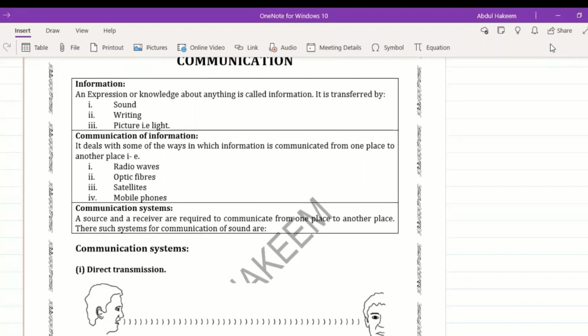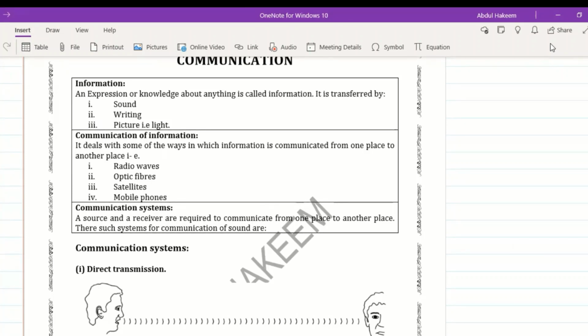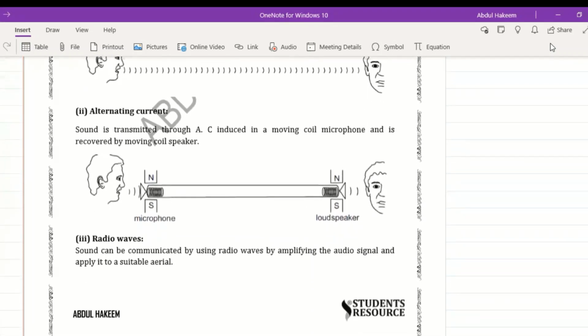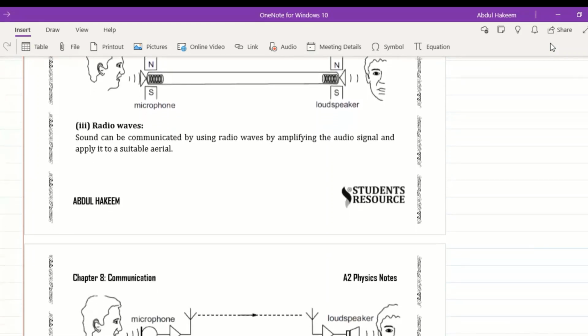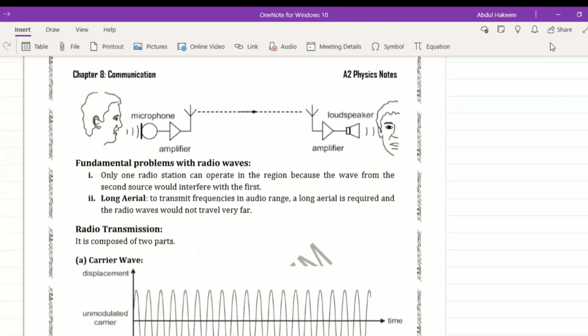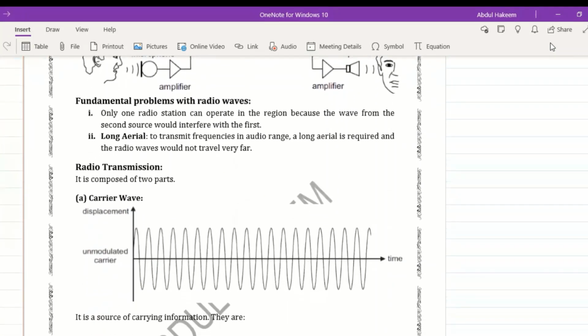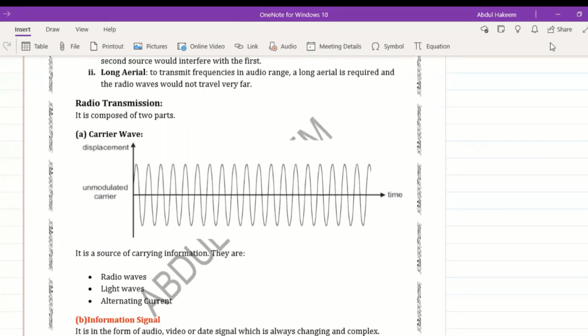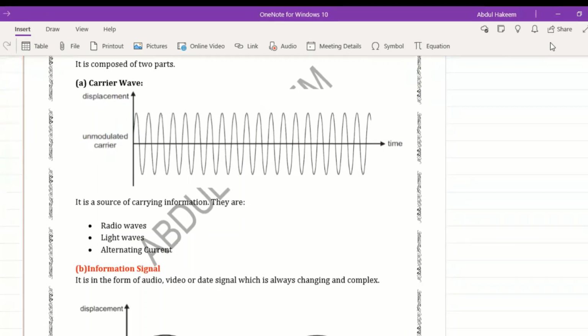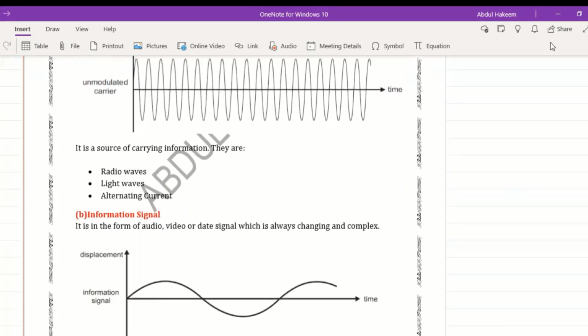First you have to learn the information, types of information: sound, writing, picture. Then the communication of the information: radio wave, optical fiber, satellite, mobile phone, and the types: direct conversation, alternating current, radio wave. Then the problems in the radio wave: antenna for the longer wavelength, and two radio stations cannot be operated in the same region due to the same frequency, and then this problem is rectified by the modulation.